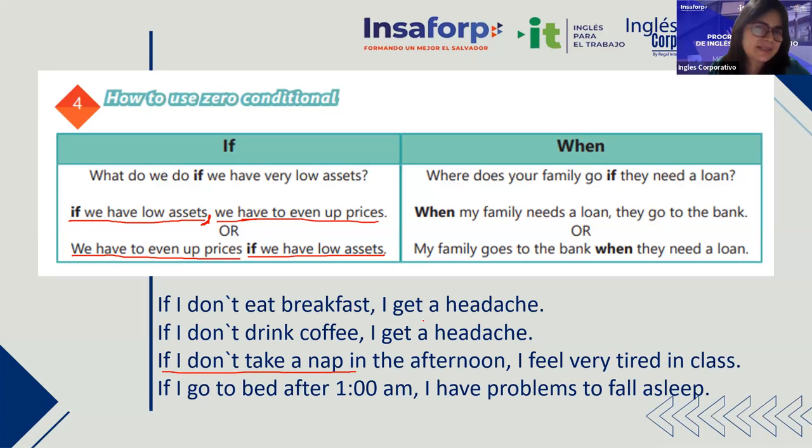We have another sentence here. And if, for example, if you don't want to use if, you can use when. So the meaning comes to be similar. When does your family go if they need a loan? When my family needs a loan, they go to the bank. My family goes to the bank when they need a loan. If my family needs a loan, they go to the bank. My family goes to the bank if they need a loan. En este contexto, when and if have a similar meaning. Okay? They have a very, very similar meaning.